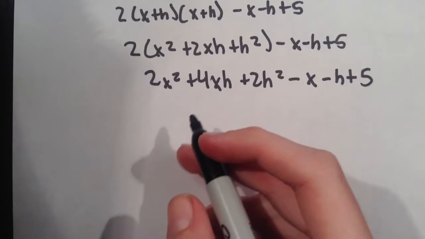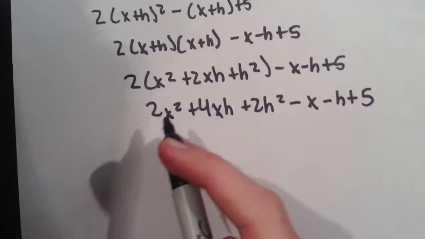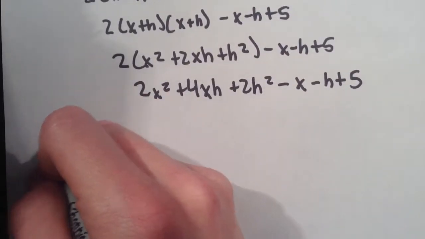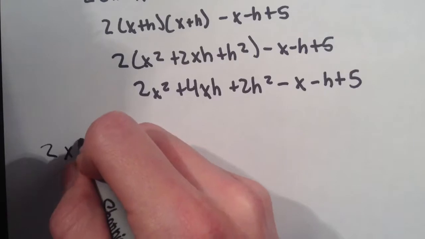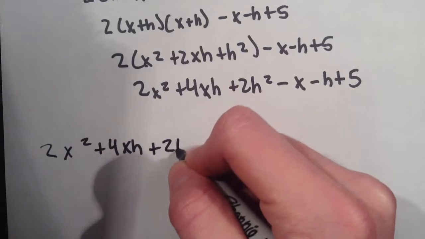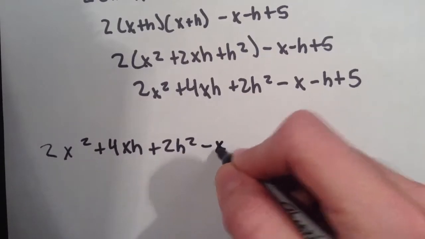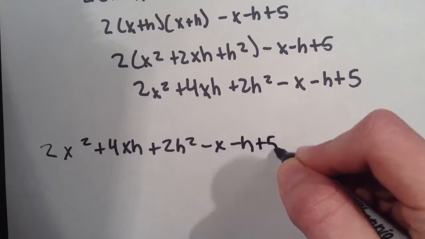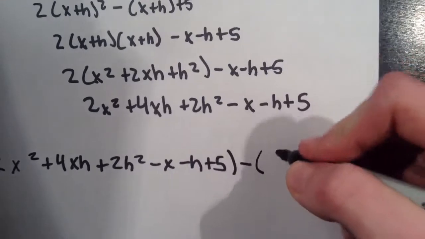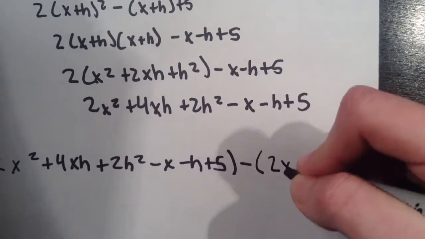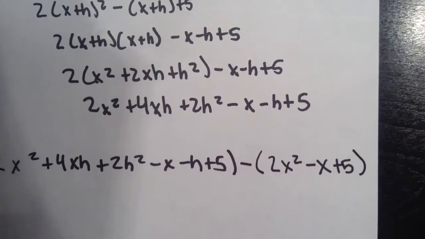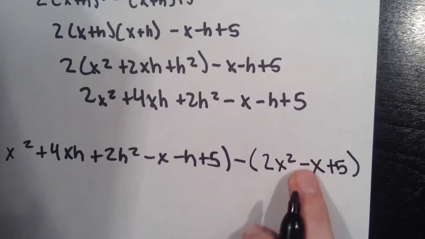Alright, so once you have seen that you cannot cancel anything out, you have to add on the second part of the formula, which is subtracting the original function. So here you just rewrite this first part, which is 2x squared plus 4xh plus 2h squared minus x minus h plus 5. You want to put that all in parentheses, minus your original function in parentheses, which is 2x squared minus x plus 5.